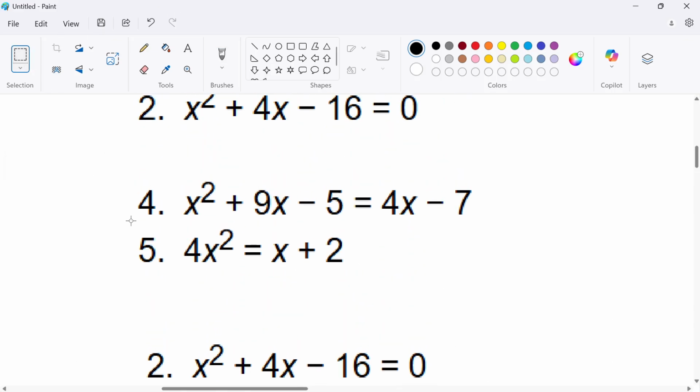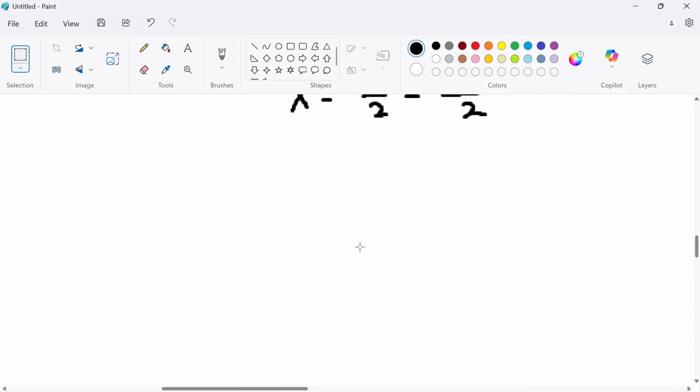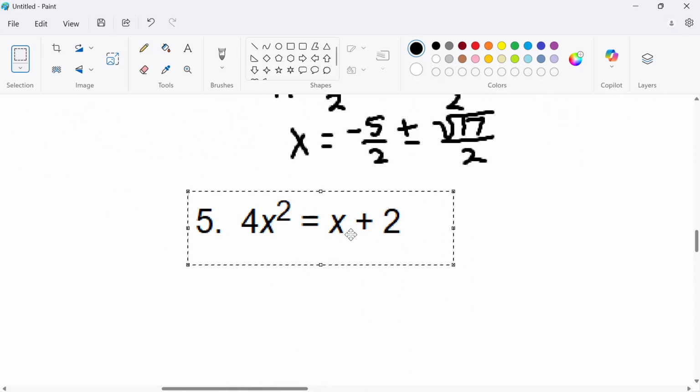And here's number 5. Check it in AI. Maybe it'll get it right too. Not always, though. You got to be careful. And again, don't let it do your homework for you.